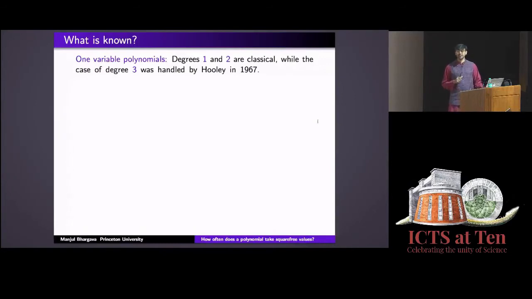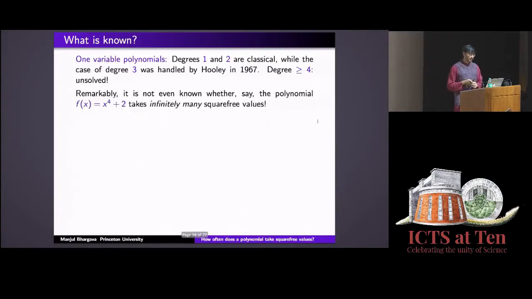And then for the last 50 years, people have been trying to understand anything higher than degree 3, even for a single polynomial. I'm not talking about all polynomials, just a single polynomial of degree bigger than 3. No one has ever been able to touch it. So degree greater than or equal to 4 is completely unsolved. Actually, the situation is even worse than that. It's not even known, for example, if you just take the simplest degree 4 polynomial, say x to the 4 plus 2. Not only is it not known what the probability is that it takes square free values, but it's not even known that this polynomial takes infinitely many square free values. You expect that it takes square free values with positive probability, and yet we don't even know that it takes infinitely many square free values.